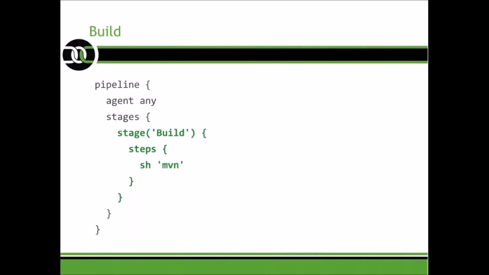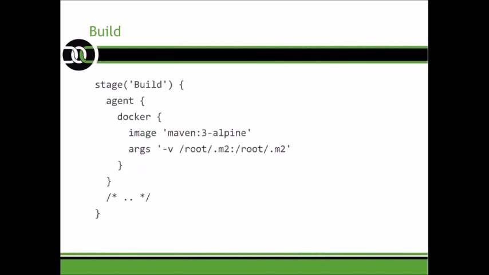This is fine for these two cases, but since we have a number of tools to deal with, we're going to want to have some other way to make sure that the environment that we're running our stages in is stable and reproducible. And for that, we're going to use Docker, which is integrated very well into Pipeline. So I'm going to add an agent directive to my build stage that will pull down a Docker image, create a container for a Maven 3 type Docker image.